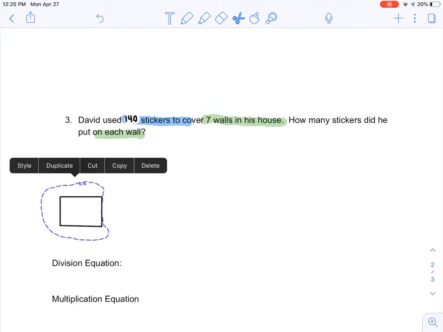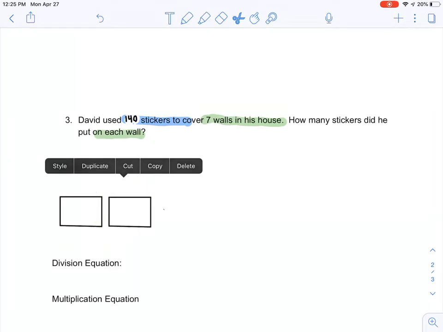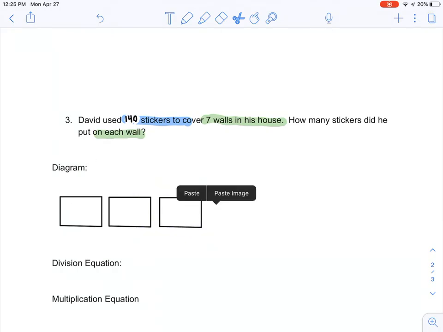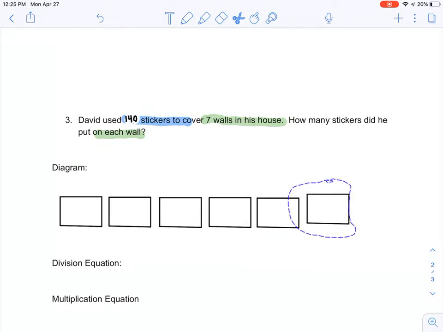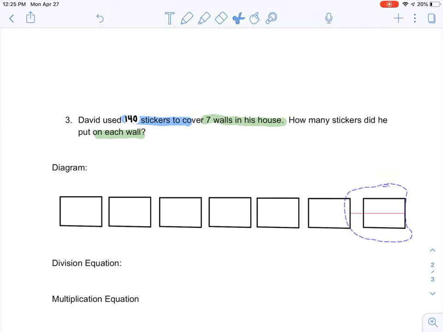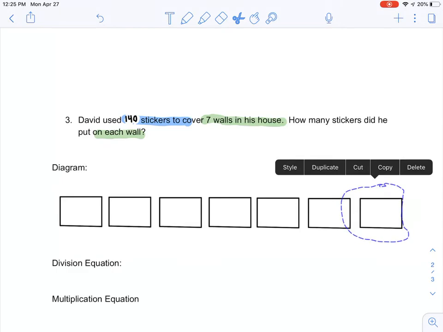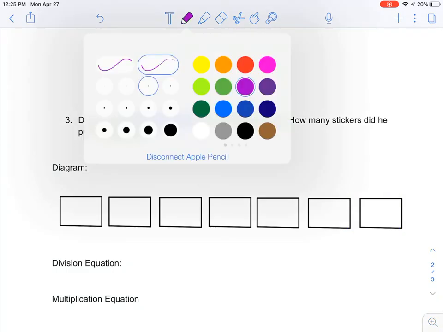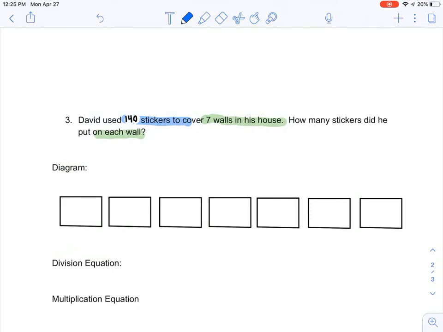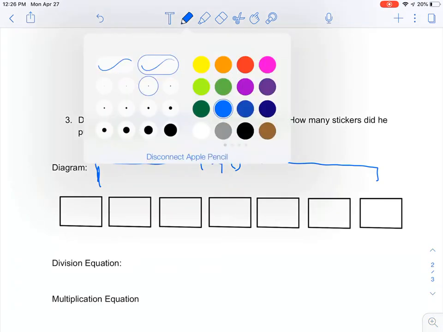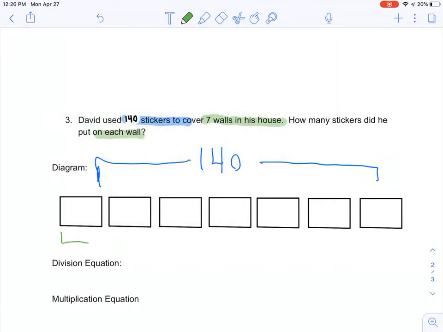1 wall, 2 walls, 3, 4, 5, 6, 7 total walls. And how many stickers does he have on each wall? Well, we don't know that, but he has 140 total stickers that he must divide equally amongst these walls. So now we're looking to determine how much is on each wall.